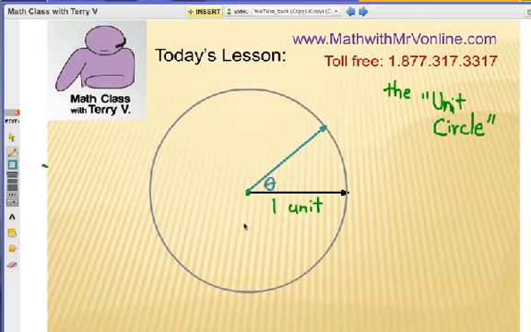Every time we rotate this ray around the circle, we have an angle here, and most of the time it's going to be called theta in the problem sets I'm going to show you. So sometimes it's going to be a small angle, other times it's going to open up fairly wide, sometimes it's going to spin completely around, and even go in a negative direction. So we're going to talk about positive angles, negative angles, and how they relate to the unit circle.